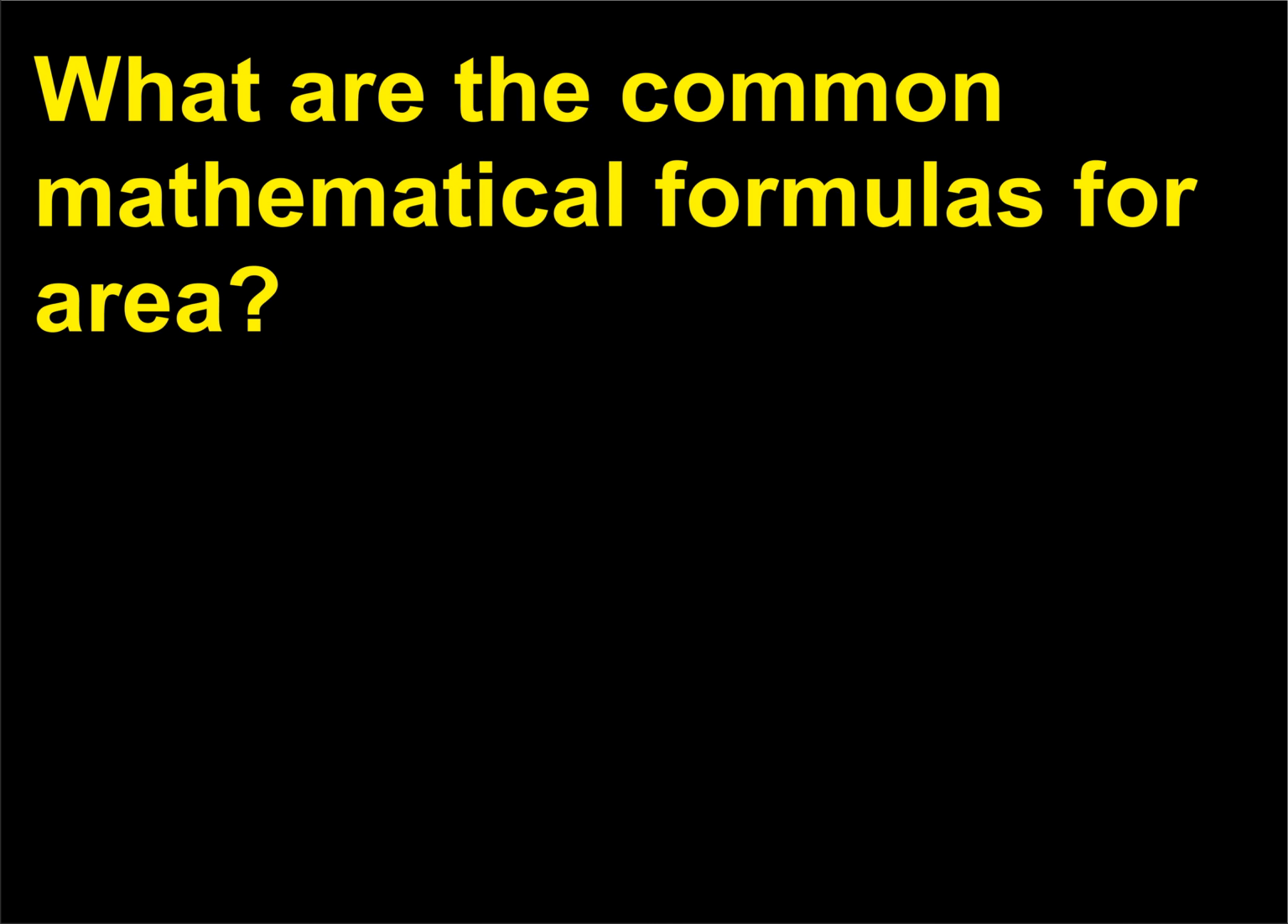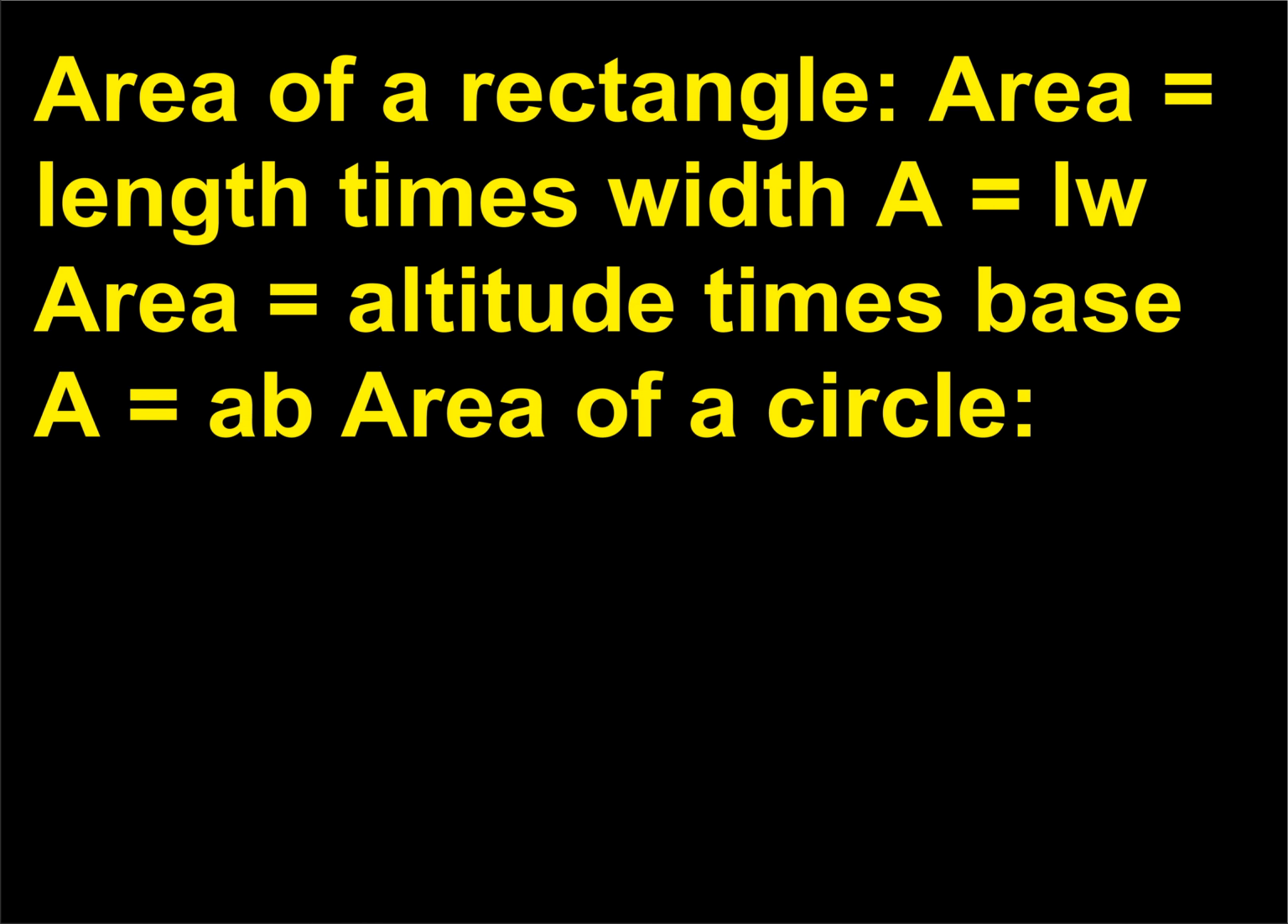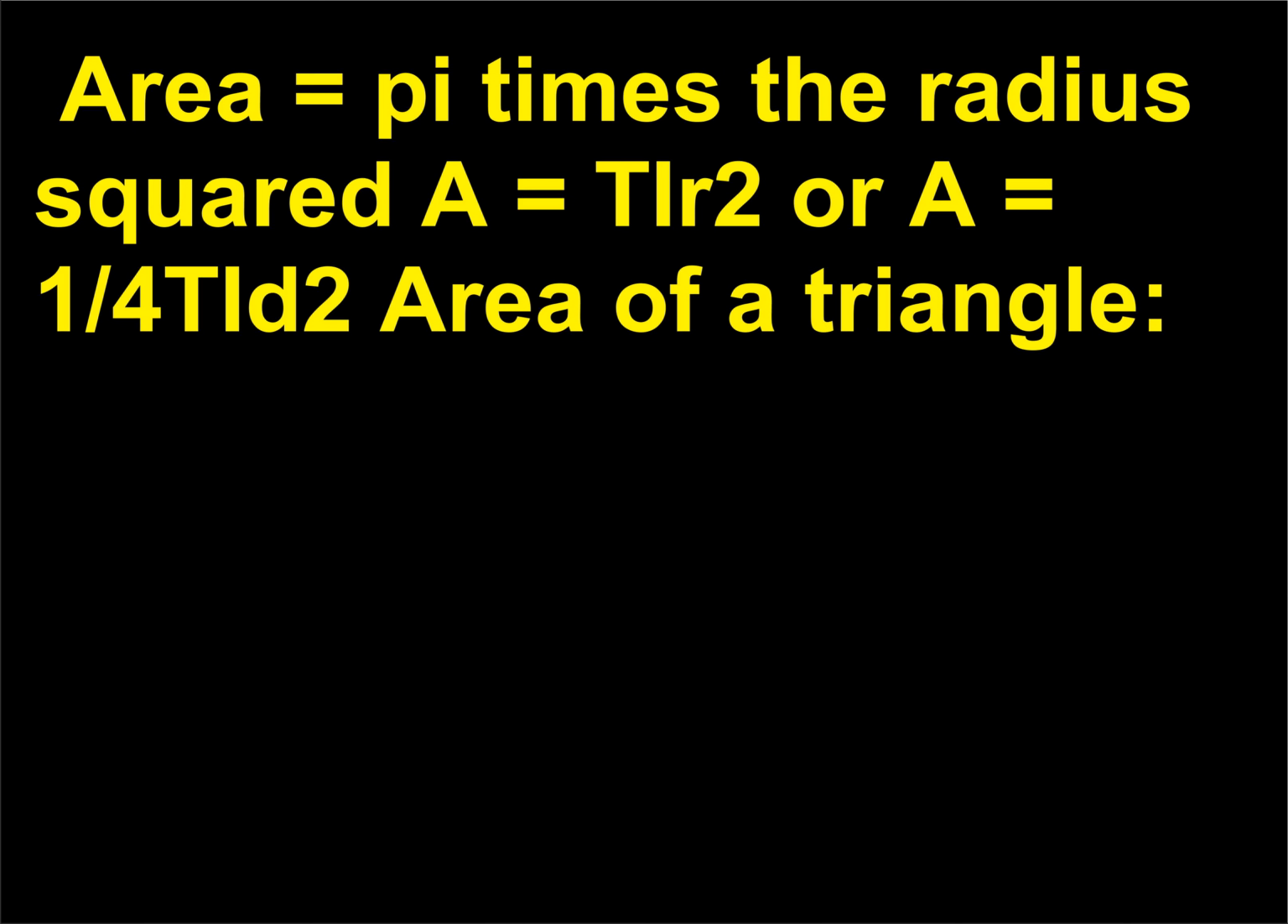What are the common mathematical formulas for area? Area of a rectangle: area equals length times width, A equals LW. Area of a parallelogram: area equals altitude times base, A equals bh. Area of a circle: area equals pi times the radius squared, A equals πr², or A equals 1/4 πd².